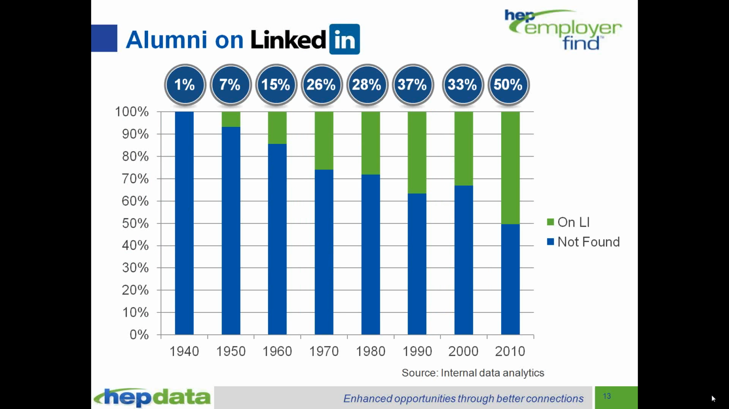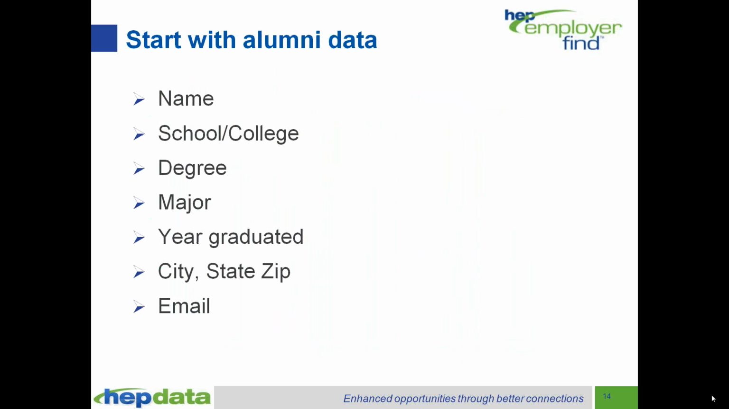For recent graduates, we can typically find about half of your student population out there on LinkedIn. And of course, the percentage drops as your alumni base ages. So if you give us a list of people who graduated in the 70s, then chances are we'll only find about 26%. But in terms of a tool for tracking recent graduates, LinkedIn is pretty effective.